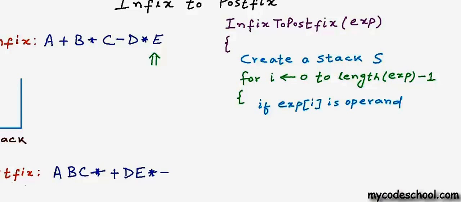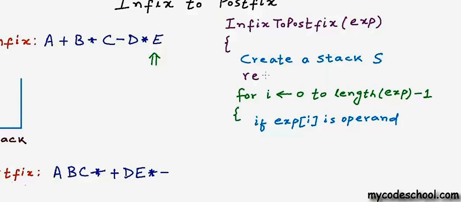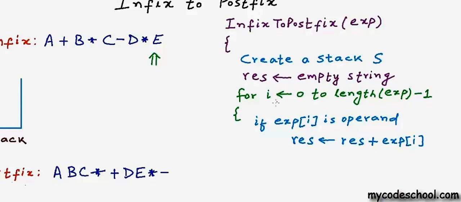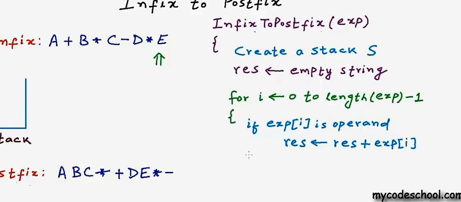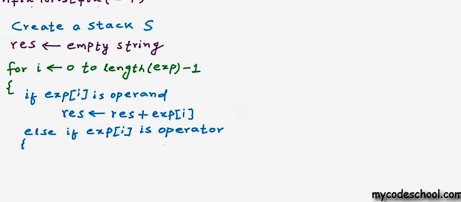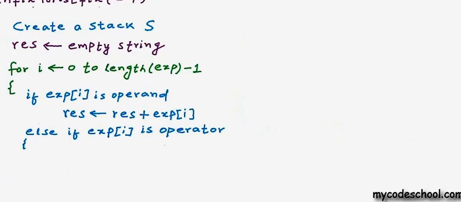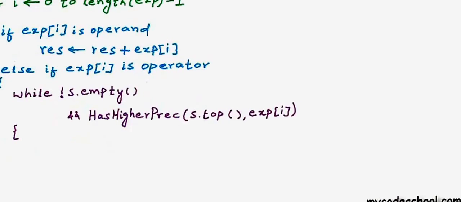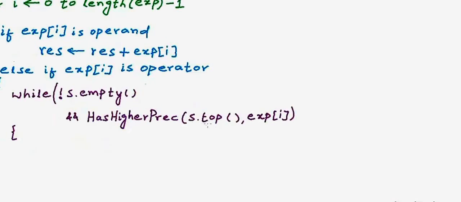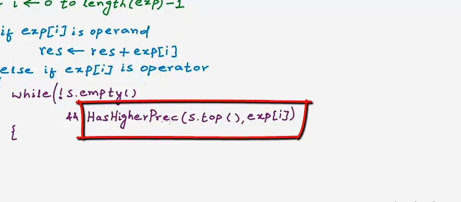So I'm looking at each character that can either be an operand or operator. If the character is an operand, we can append it to the postfix string. Well, actually I should have declared and initialized a string before this loop. This is the result string in which I'll be appending. Else, if expression[i] is an operator, we need to look for operators in the stack having higher precedence. So I'll say while stack is not empty and the top of stack has higher precedence, and let's say this function HasHigherPrecedence will take two arguments, two operators.